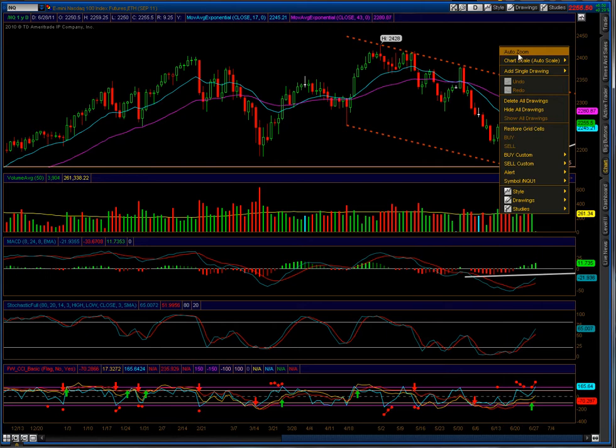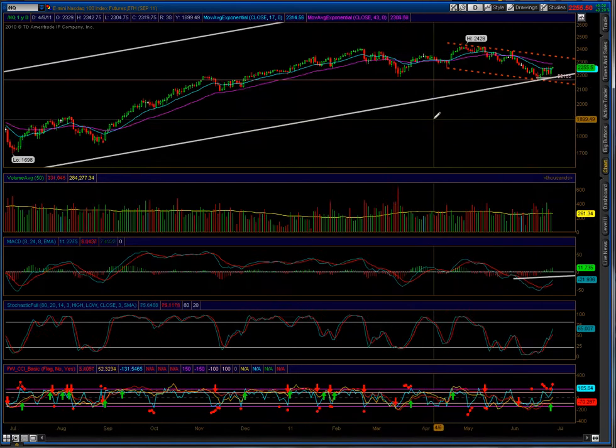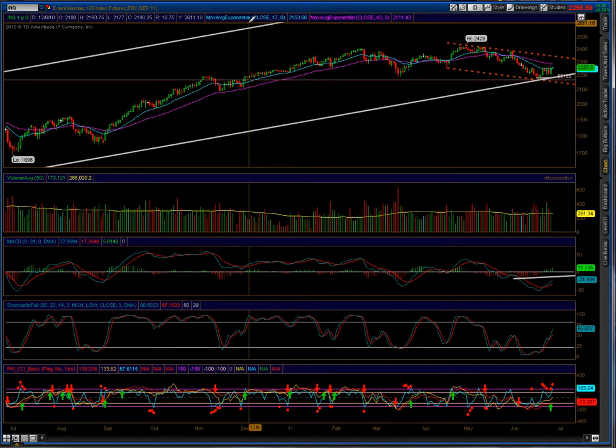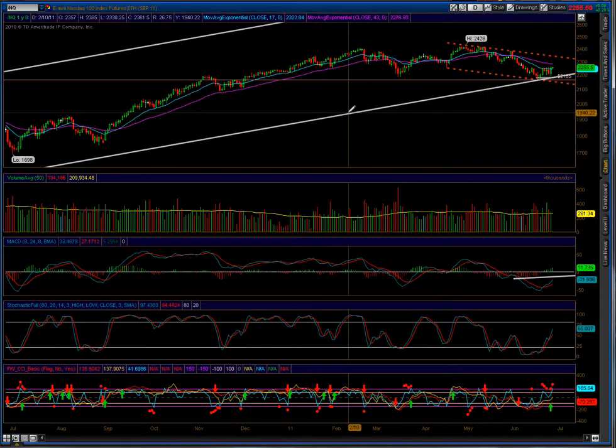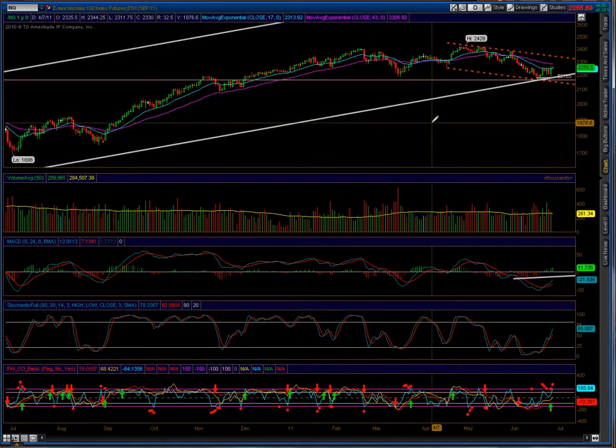Again, today we had another strong day to the upside, which confirms your reversal type of move.